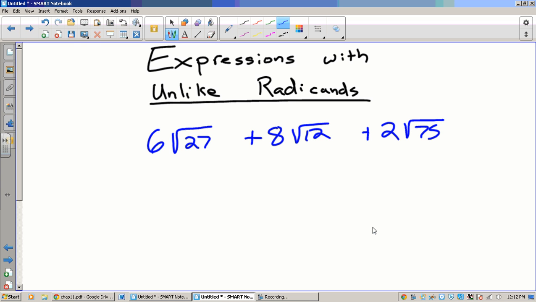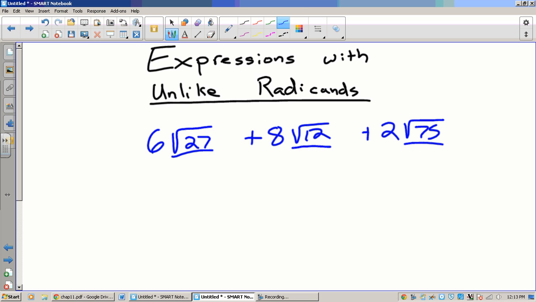So what we need to do before we say that's the answer, that you can't simplify it anymore, is ask yourself: is radical 27 in simplest form? Is radical 12 in simplest form? Is radical 75 in simplest form? And if it's not, then we need to go ahead and simplify it. Once we simplify it, then we can see if we have any like radicands.